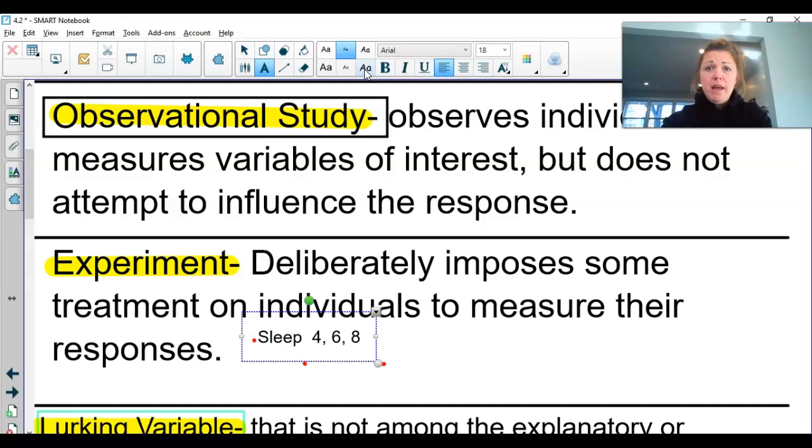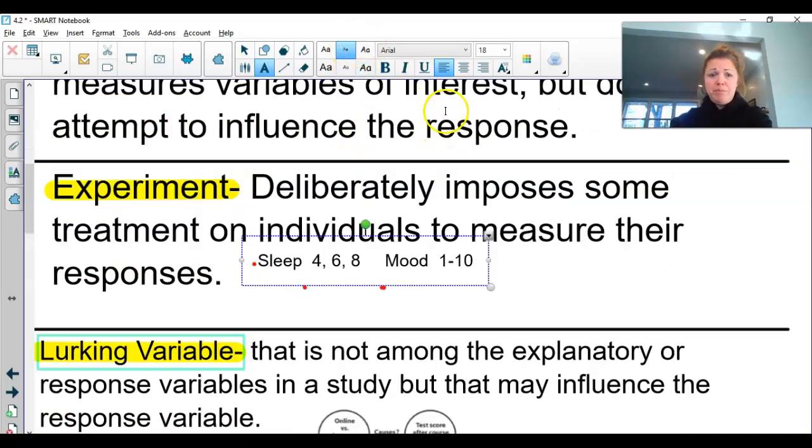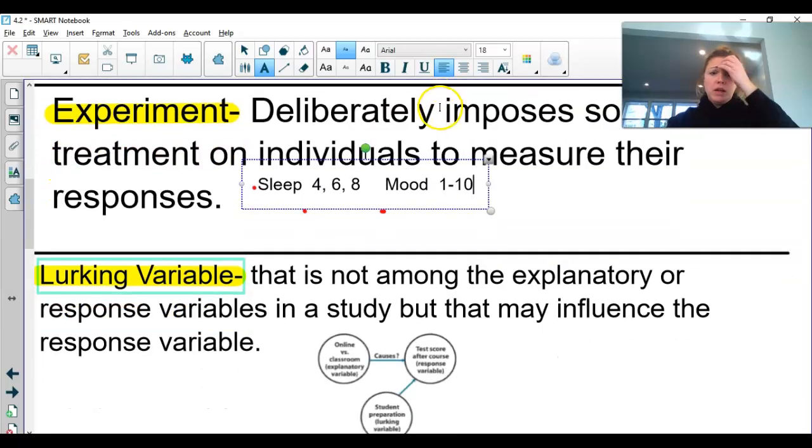That treatment is how much sleep you'll get. Then I will look at the response, and that is I will rate your mood on a scale of 1 to 10, okay? That's an experiment. There are lots of different experiments out there. I have talked about lurking variables and confounding before, so I'll quickly skim over this.